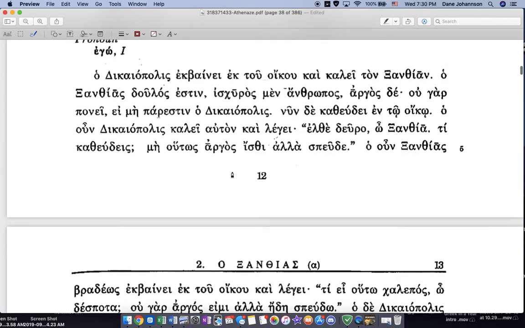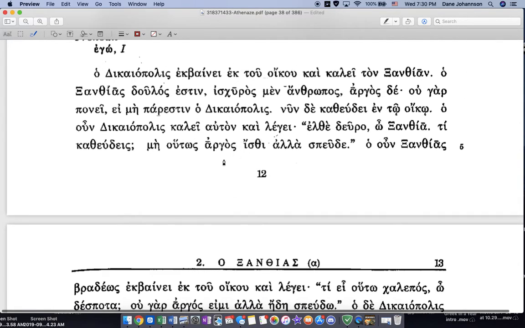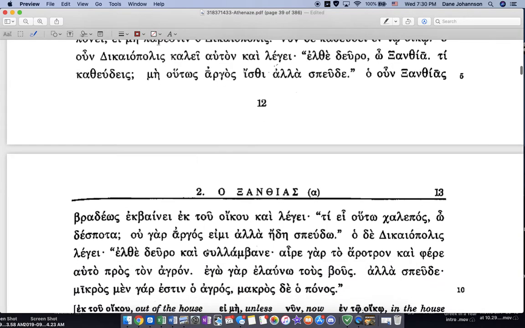There's a few different words they've changed from the first edition to the second edition. I'm used to reading the first edition. So for argos, they use me houtos rathymos isthi. Don't be so lazy. So rathymos they use instead of argos. So I was used to that one. So sorry about that. Then instead of syllambane, for help, they use boethei. So boethei moi, help me, instead of syllambane.